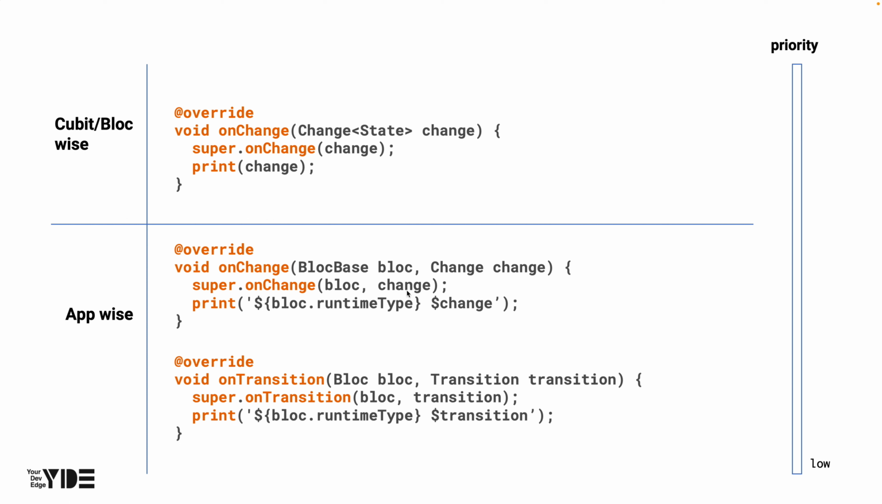BlocBase type arguments are added to onCreate, onClose, onChange, and onError, which are commonly applied to Cubit and Bloc. And Bloc type arguments are added to onTransition and onEvent, which are applied only to Bloc. And when onChange is overridden in Bloc, and onChange is also overridden in BlocObserver, onChange of Bloc is executed first, and then onChange of BlocObserver is executed.